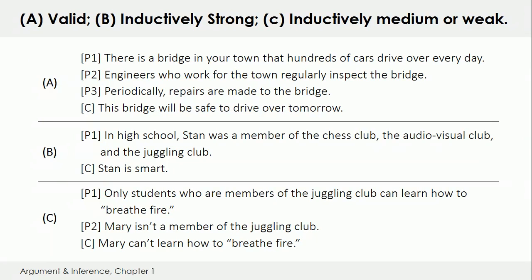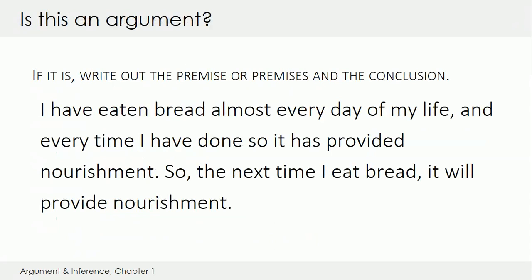So, B, in high school, Stan was a member of the chess club, the audiovisual club, and the juggling club. Conclusion, Stan is smart. All right, you might say that, yeah, if you do all that stuff, maybe you have to be smart. So that's probably true. All right. C, only students who are members of the juggling club can learn how to breathe fire. Mary isn't a member of the juggling club. Mary can't learn how to breathe fire. All right. That's inductively medium or weak. And so, yeah, it's not cogent either.